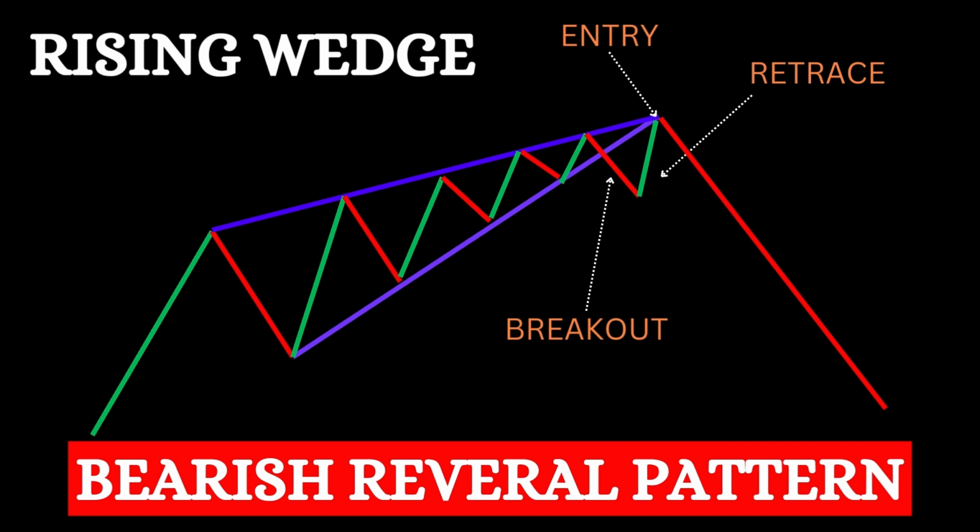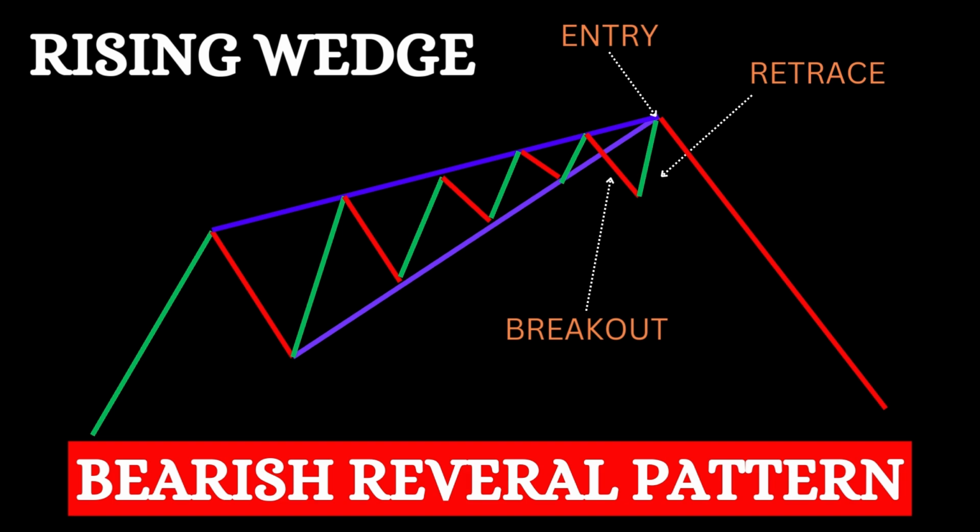The best entry occurs when the price retraces to the lower boundary of the wedge to test it as resistance. A stop loss should be placed above the highest high within the wedge, while the target should be at least 3 times the stop size.